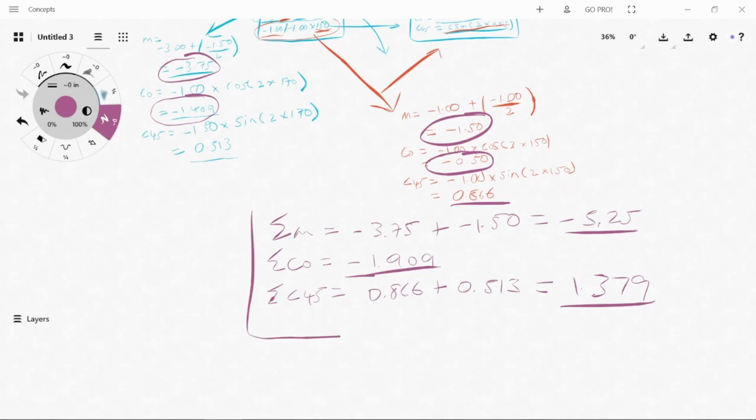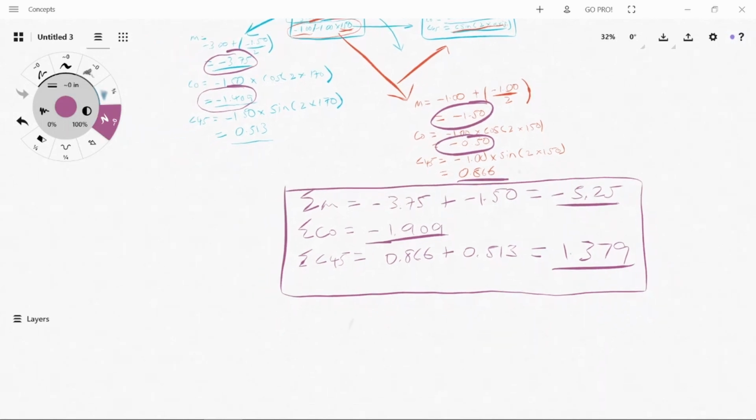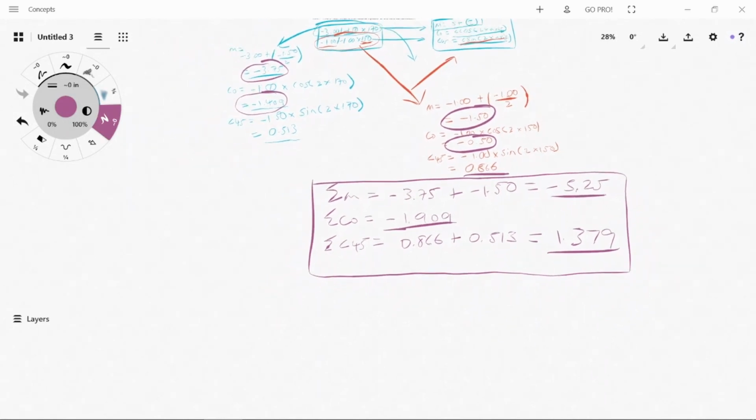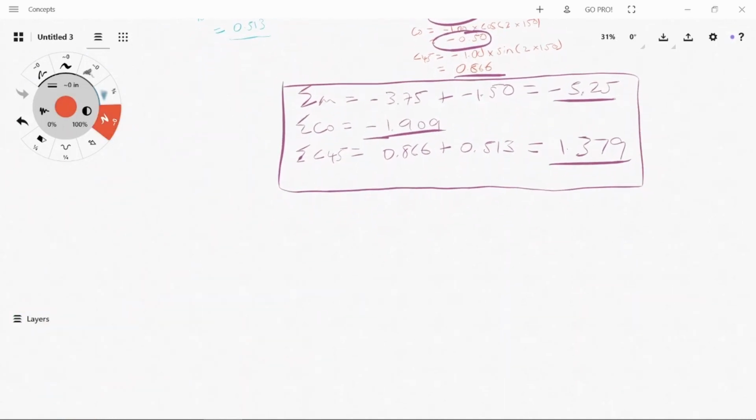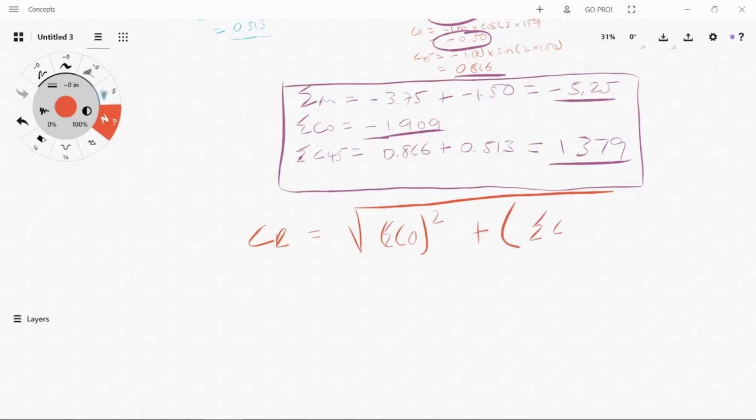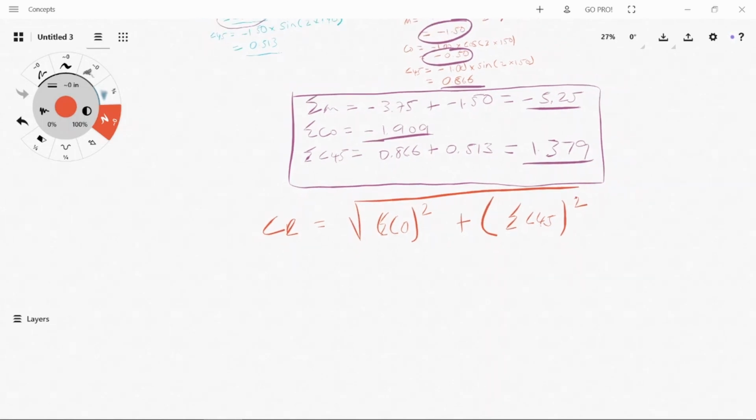So we need to have the sum of M, the sum of C0, and the sum of C45 to then use the mean formula. So I'm just going to write the mean formula down. The main formula we need is the resultant cylinder, and that is the square root of the sum of C0 squared plus the sum of C45 squared. That will give us the cylinder, the combined cylinder from both the prescriptions. So this is the formula to use.